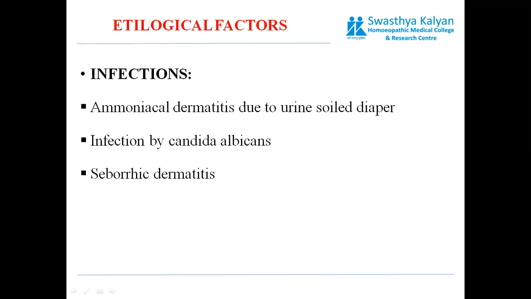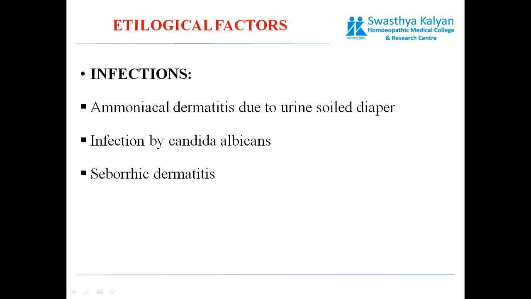Now, the etiological factors of diaper rash. So first is infections. Infections include ammoniacal dermatitis due to urine soiled diaper. Then infection by Candida albicans. Obviously, we had discussed in the first slide that the predisposed infants carry Candida albicans in the intestinal tract. So infection by Candida albicans, ammoniacal dermatitis due to urine soiled diaper.